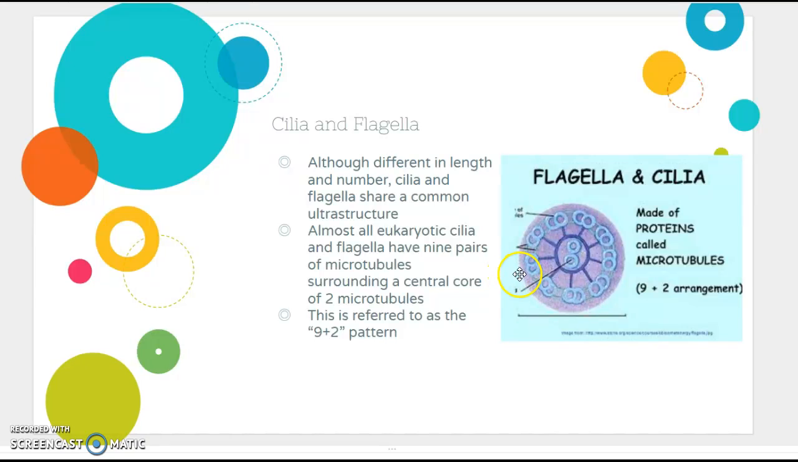So even though they have a different number and they're different in length, they have a common structure. So this is the structure that they share. They're composed of microtubules, remember. So typically there's 9 pairs of microtubules on the outside, and then there's a central core that has 2, and this is referred to as the 9+2 pattern.